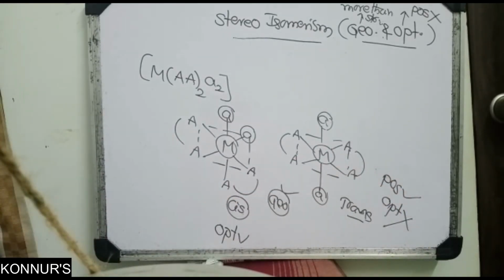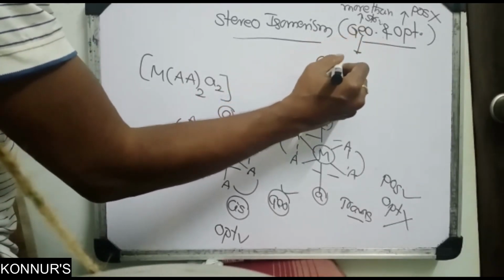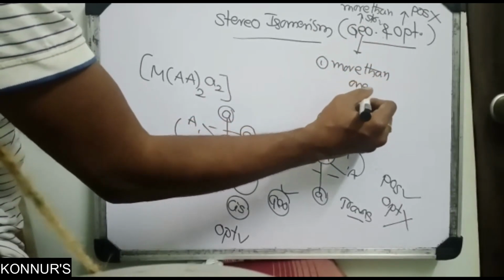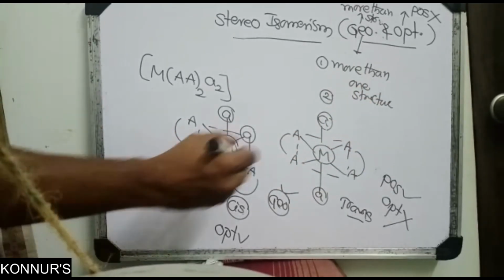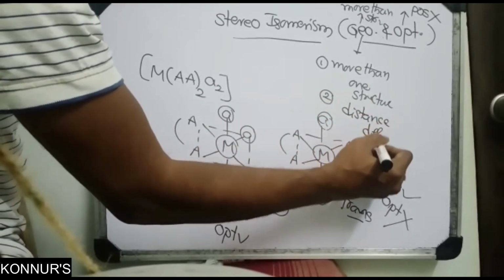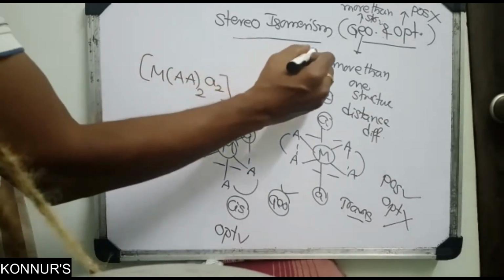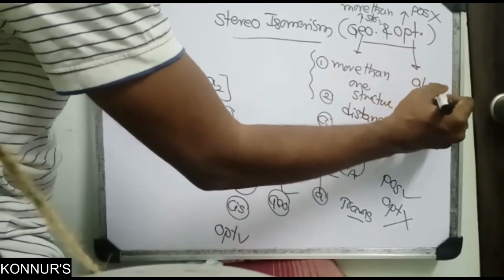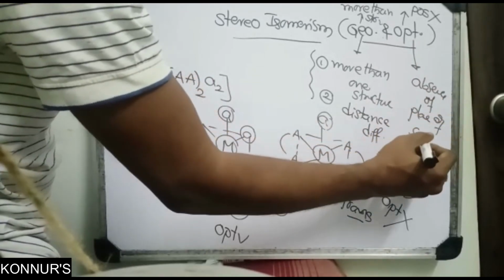So everything you always remember. So geometrical means the condition is more than one structure. More than one structure you must follow. Next, distance difference. So distance difference in the ligands, otherwise more than one structure is possible means that must show geometrical. Optical means absence of plane of symmetry. So absence of a plane of symmetry.